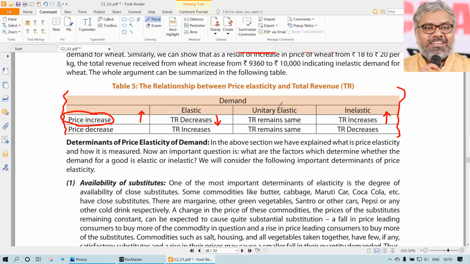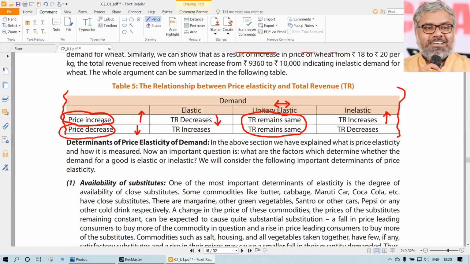But here, unitary elastic, if you observe, there is always no change. Means there is no increase or decrease in total revenue. So the total revenue remains the same, irrespective of whether the price has increased or decreased. So when the price increases, if it is an elastic product, the total revenue decreases. If it is an inelastic product, the total revenue increases.